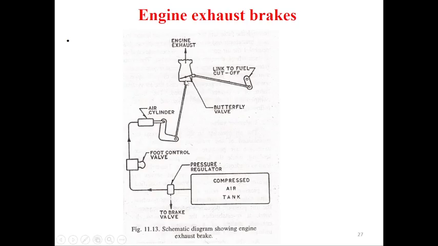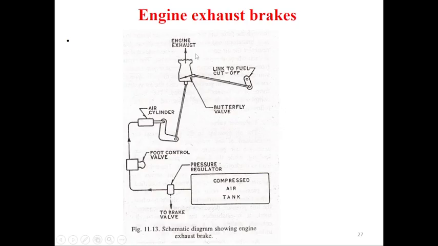So whatever exhaust gas is generated, the butterfly valve is on. This butterfly valve is going to the cylinder. This cylinder is moving with the foot control valve, and the foot control valve is connected to the brake valve. This is the important part here. Again I explain: this is linked with the fuel cutoff valve, and the fuel cutoff valve is connected to the exhaust valve.